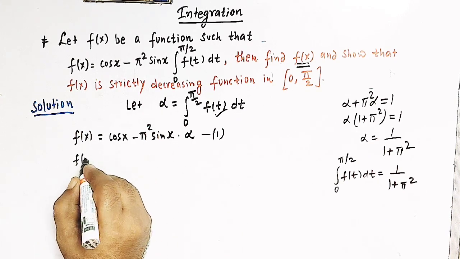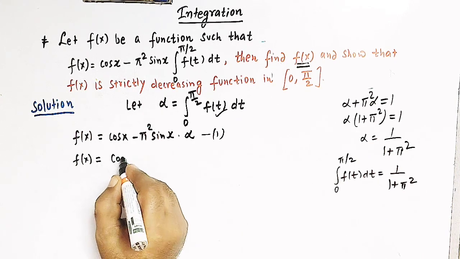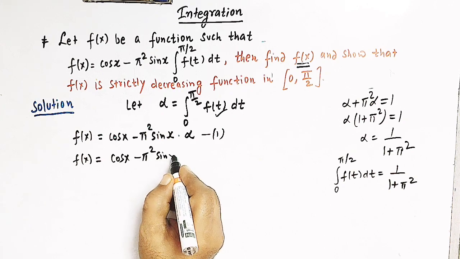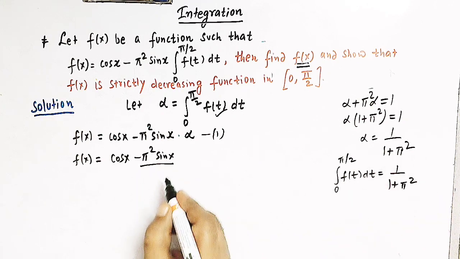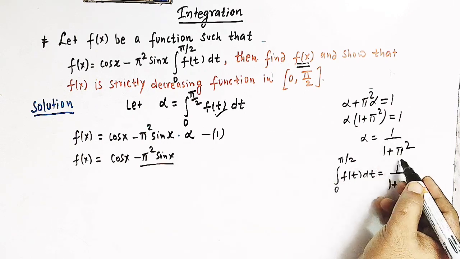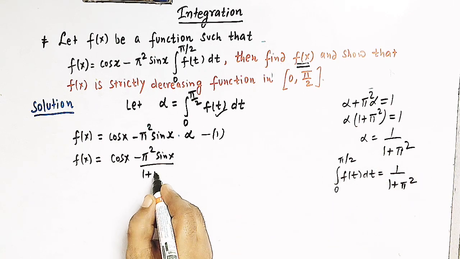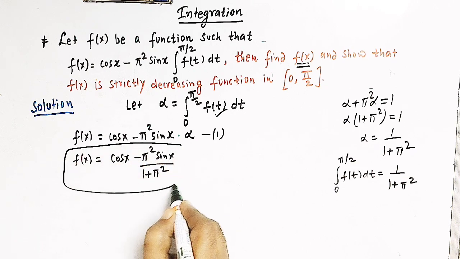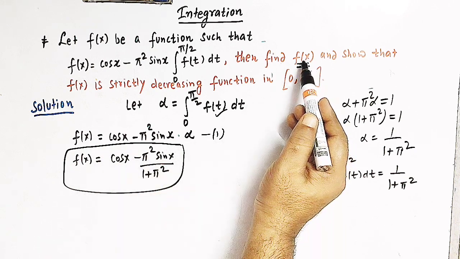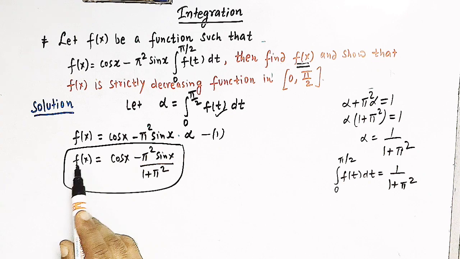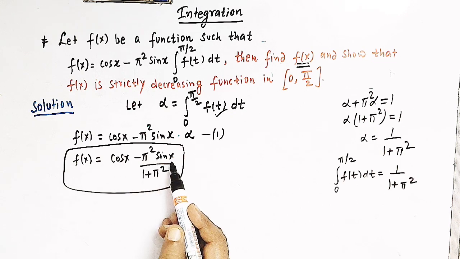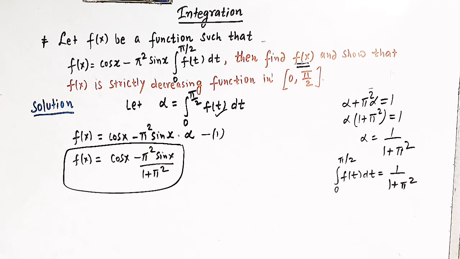So we have f of x is equal to cos x minus pi square alpha sin x, and here we have alpha is equal to 1 over 1 plus pi square, right? So this is the required form of the function f of x. So f of x is defined as cosine x minus pi square sine x over 1 plus pi square.